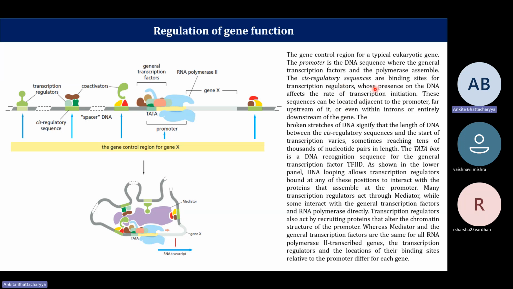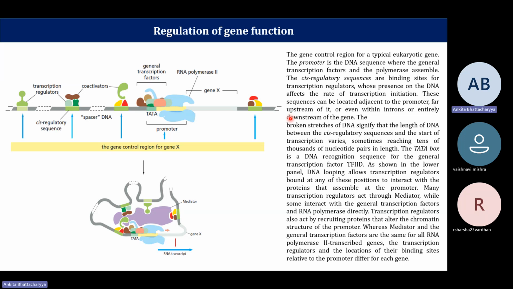Their presence on the DNA affects the rate of transcription initiation. These sequences can often be very close to the promoter, very far upstream of it, or even within introns or entirely downstream of the gene. So these regulatory elements, as you can see, are these light green elements. They are present at various different locations, like the gene control region for gene X can be very close to the promoter, upstream, far upstream, or even downstream.